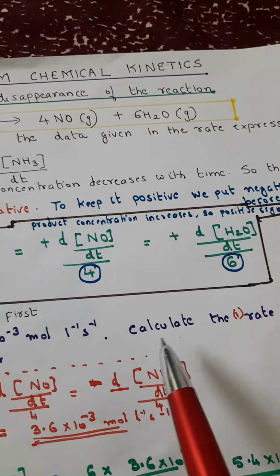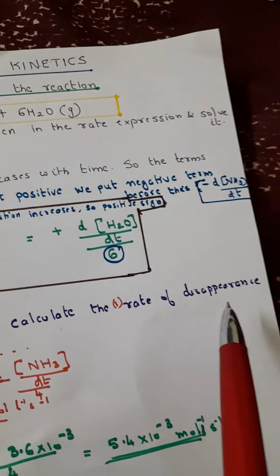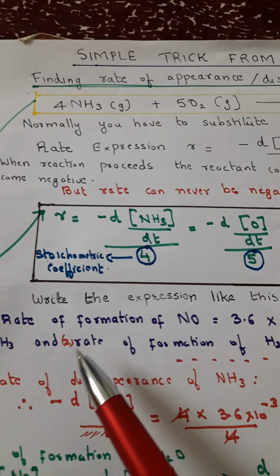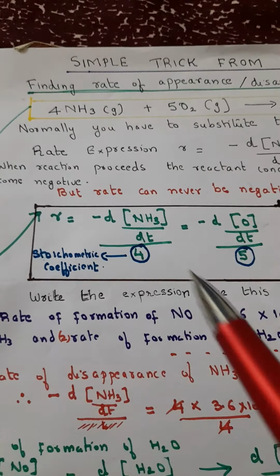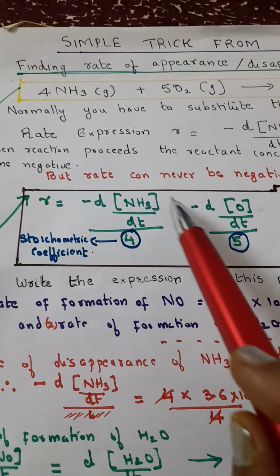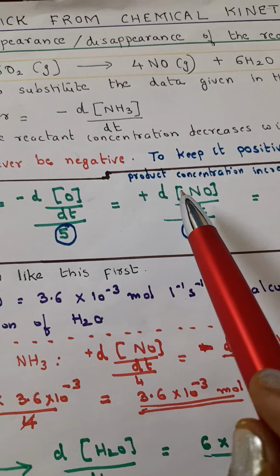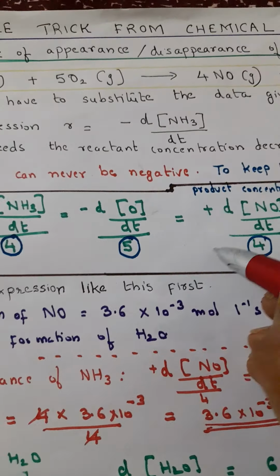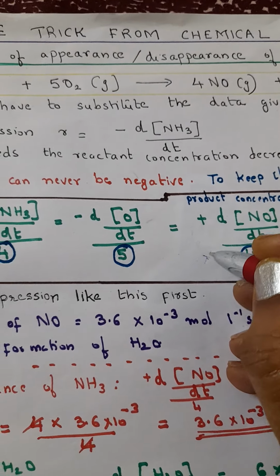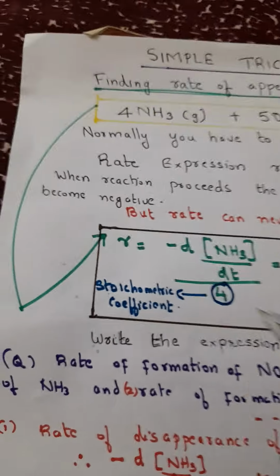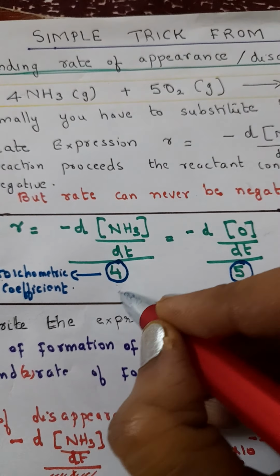First of all, we have to find out the rate of disappearance of NH3. So here already you can see the rate. Just relate that and NO is given. So we have to equate this term here, this one, and here this one. These two we have got to equate.